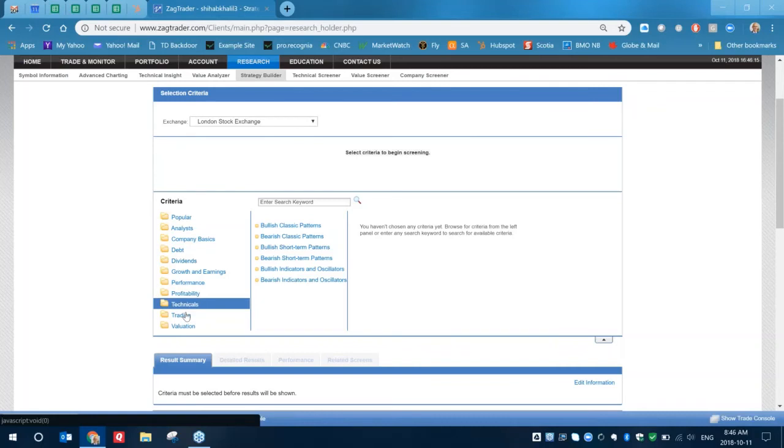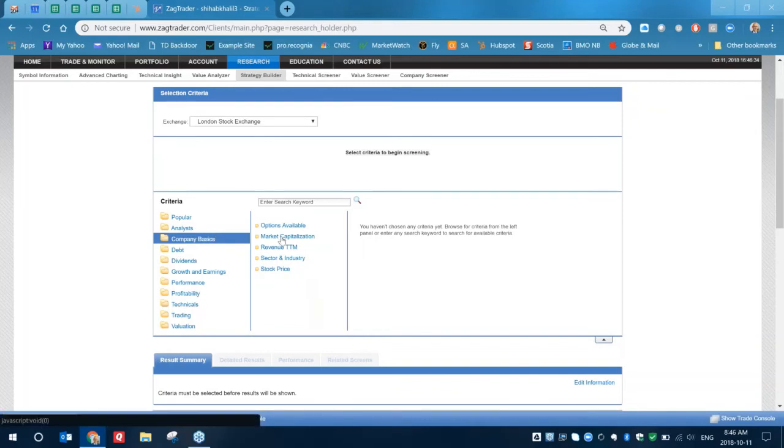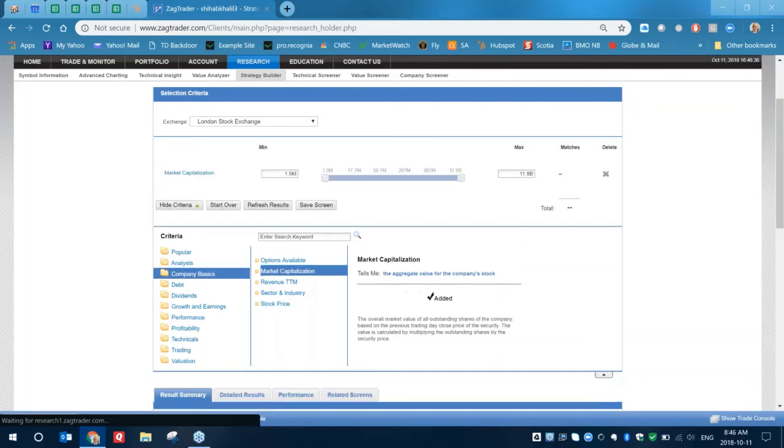Then under the trading folder, we have things like percent change from 52-week high and volume and 10-day versus 90-day volume and so on. And last, valuation related criteria like price to earnings ratio, price to book ratio, and so on. As I said, I want to build myself a UK strategy, and I want to look for well-established companies. So I'm going to say that I want to find companies that have a market cap of £1 billion or more. I'm going to slide the top of my slider here to the maximum value, and move this one to around £1 billion. Notice as I slide the slider that this little number updates, and it's at 1.09 billion.